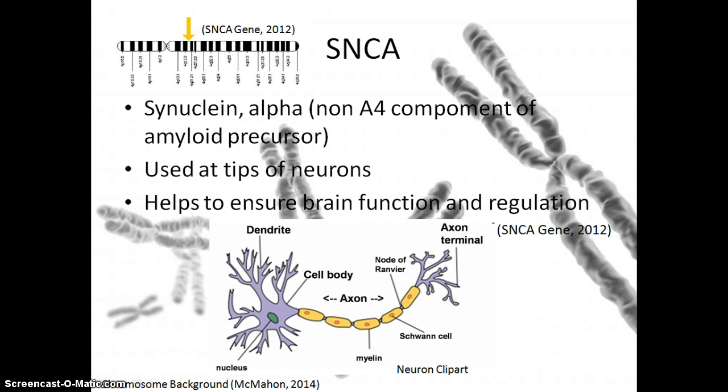So the first gene sequence in focus in this video is SNCA, which is synuclein alpha, non-A4 component of amyloid precursor. And it is used at the tips of neurons, so it helps to ensure brain function and regulation.